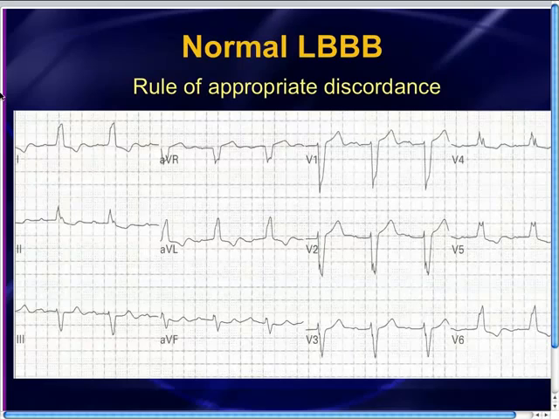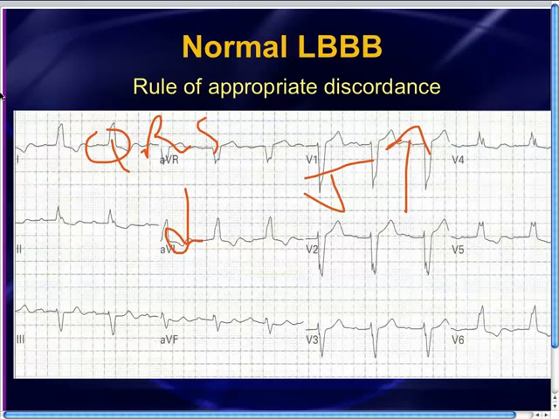So let's talk briefly about what a normal left bundle branch block pattern is supposed to look like. We talk about this rule of appropriate discordance with the normal left bundle. What does that mean? It's just a fancy term which essentially means that every time the QRS points upwards, the J point should be below the baseline, and vice versa. When the QRS points downwards, the J point should be above the baseline, so they should be discordant.